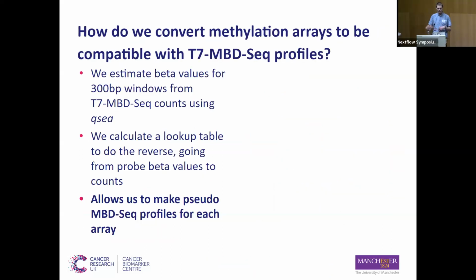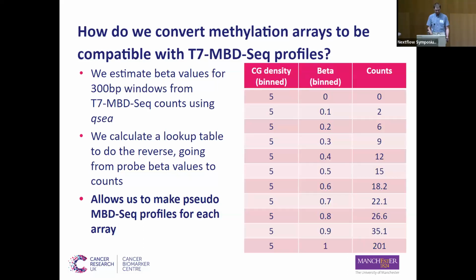So I need to convert them. I have these T7-MBD-seq profiles, and I want to do something with arrays. And so there's a software package called QSEA that lets me go from reads to beta values. And so I do that in reverse. I go from reads to beta values to get myself a lookup table, and then I take the beta values from the published data and convert back to counts to make pseudo profiles for each array.